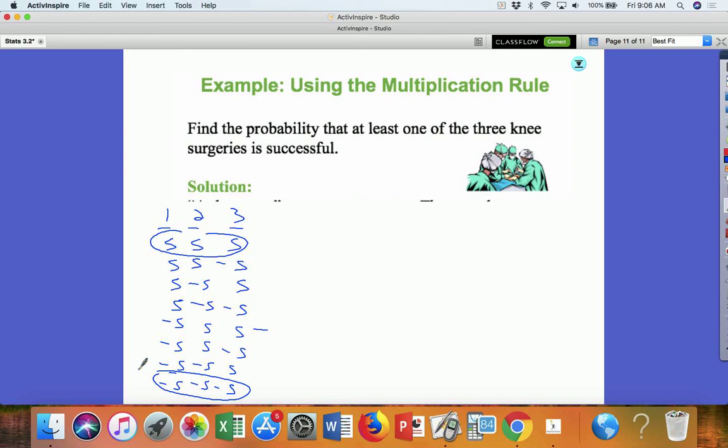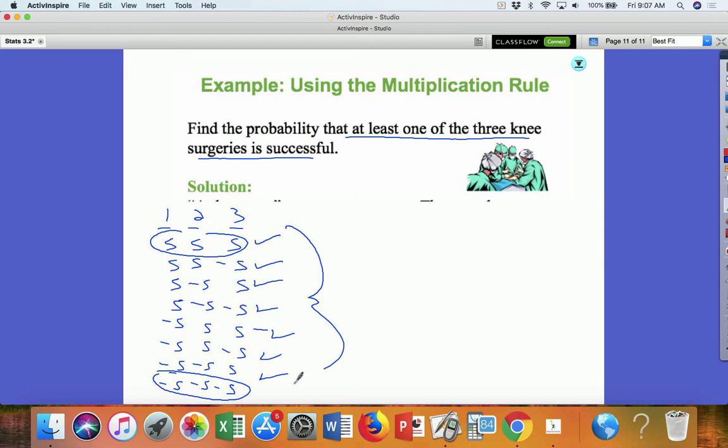So at least 1 of 3 successful means we need to find this probability and this one, right? Aren't they at least 1 successful here? And that one, and that one, and that one, and that one, or something else. How could we find the chances of all of this happening? As easy as possible.